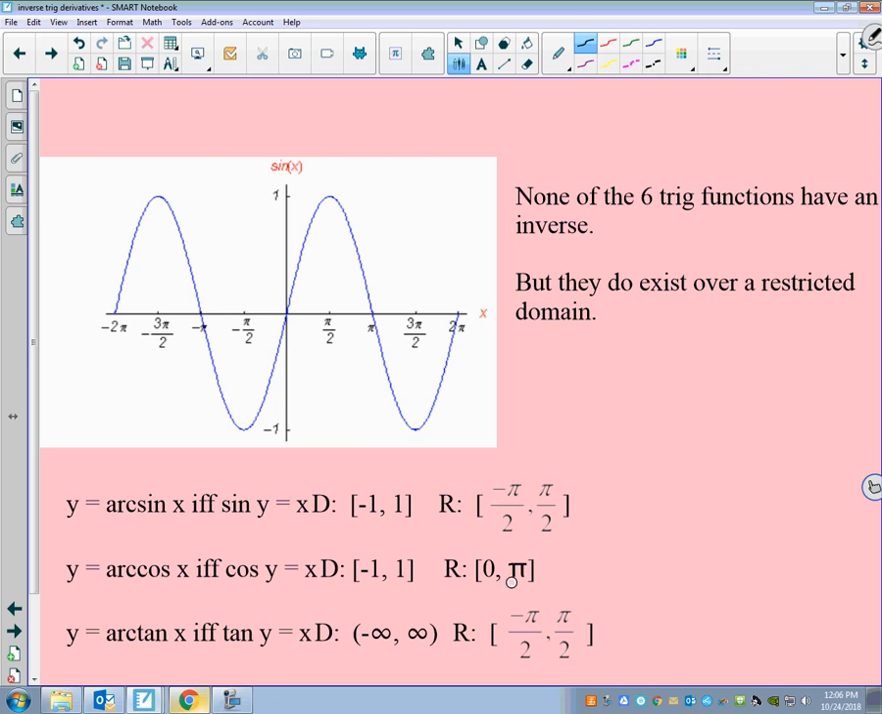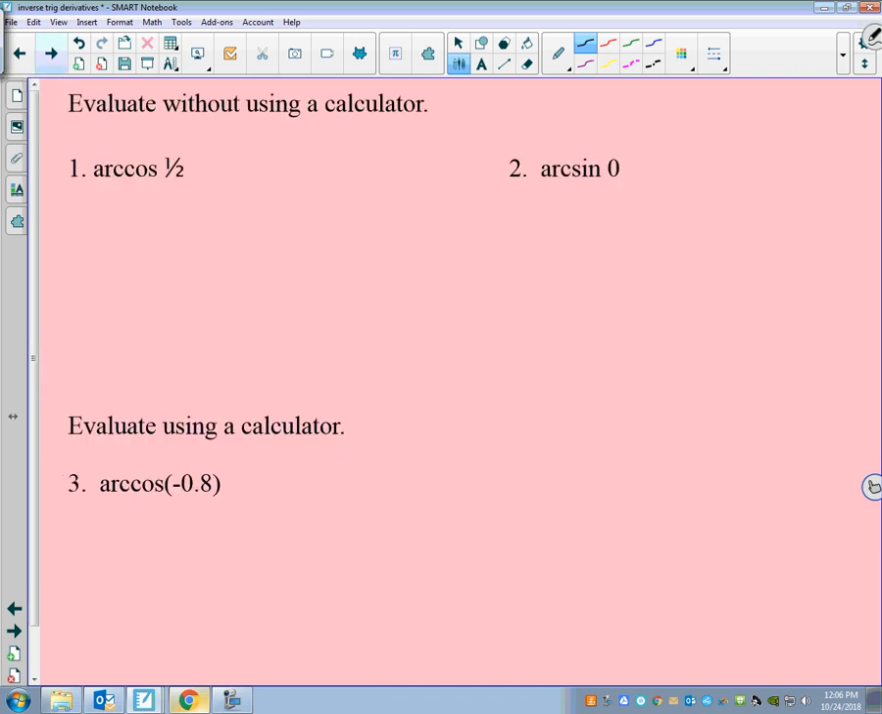Arccosine is only defined between 0 and pi, and arctangent is only defined between negative pi halves and pi halves. This doesn't come up a lot in AP Calculus, but just a reminder of what it's saying, right? Remember that inverse cosine, again, the domain and the range have switched places. So when it says arccosine of 1/2, that's like saying the cosine of some angle equals 1/2, right?